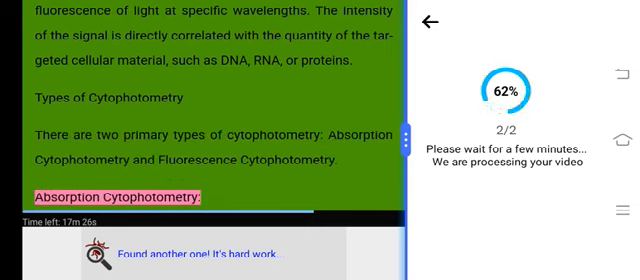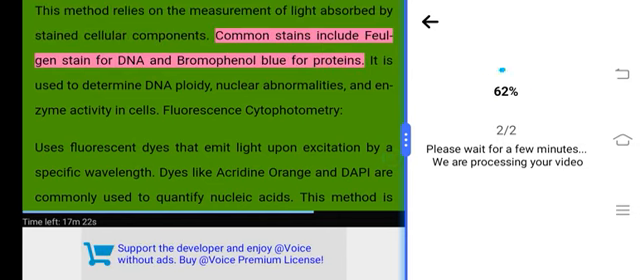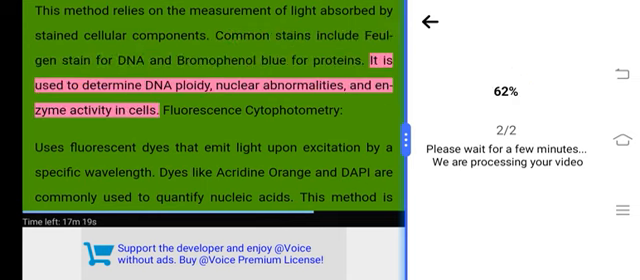Absorption cytophotometry. This method relies on the measurement of light absorbed by stained cellular components. Common stains include Feulgen stain for DNA and bromophenol blue for proteins. It is used to determine DNA ploidy, nuclear abnormalities, and enzyme activity in cells.